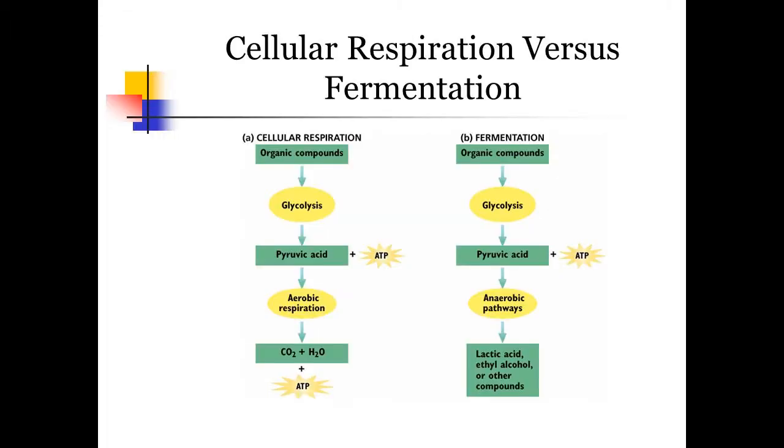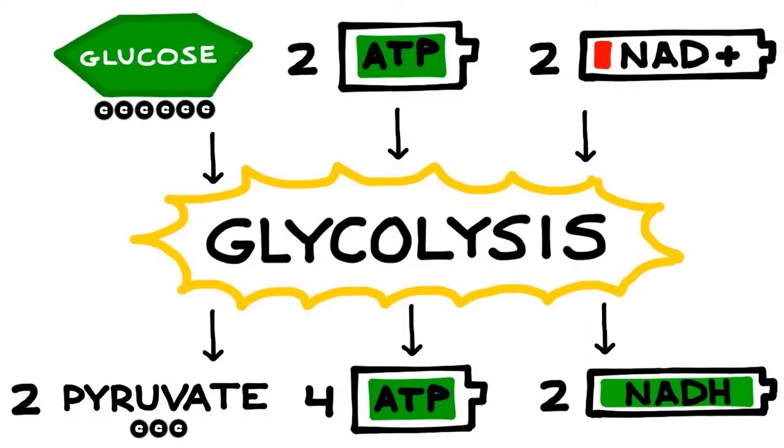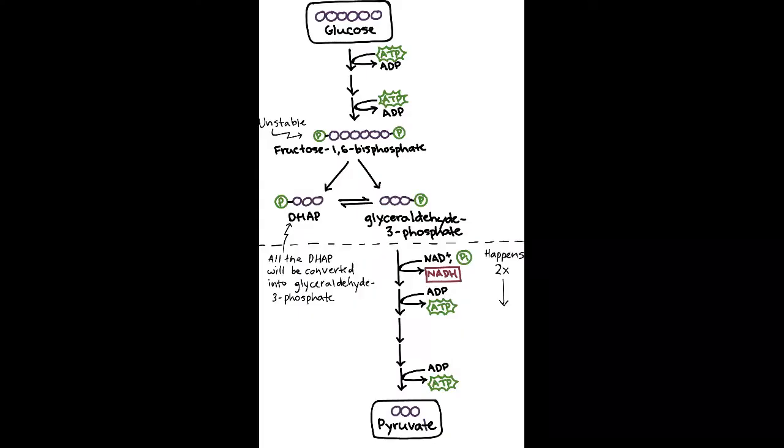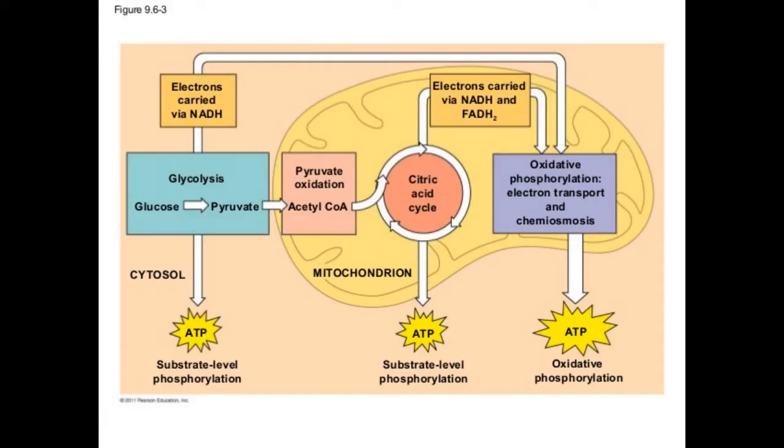Fermentation and cellular respiration both begin with glycolysis. Glycolysis converts one molecule of glucose into two molecules of pyruvic acid. This requires a molecule of nicotinamide adenine dinucleotide in its oxidized form to pick up electrons and become nicotinamide adenine dinucleotide in its reduced form.